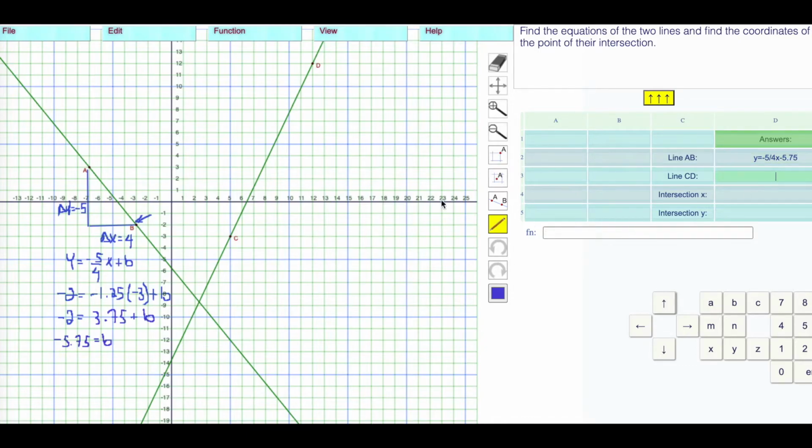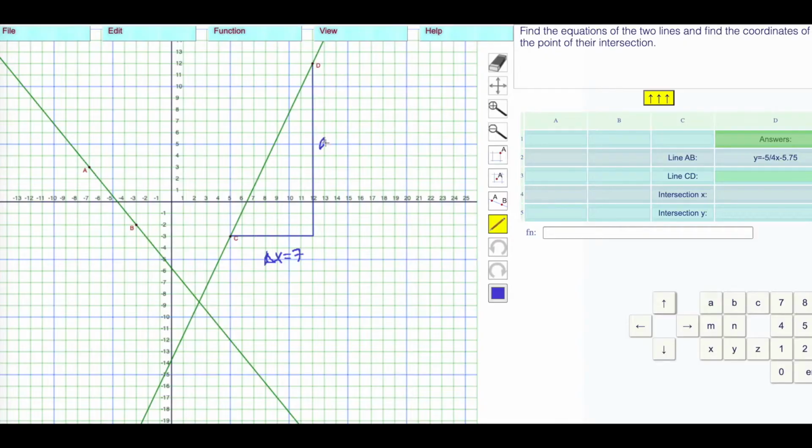For the next equation, delta x, to get from the c to the d, we're moving from 5 to 12. That's a delta x of 7. Then we're going from 3 all the way up to 12. 3 plus 12 is 15. Our delta y is 15. Our equation is y is equal to delta y over delta x, 15 over 7, which doesn't reduce, times the x value plus the b value. And I'm going to use 5, negative 3 as my x and y in order to solve for the b.